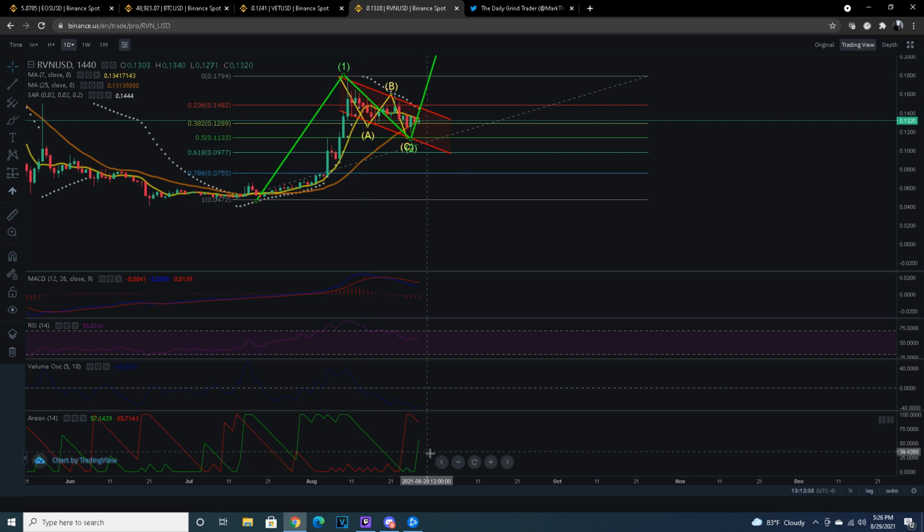We've got a bull cross imminent on the Aroon Index. Looks very much like this bull cross is going to happen within the next day or two on the Aroon Index. The MACD looks like it's probably bottomed out and it's going to start to hook around. Now again, this is early. Keep an eye on it. I think Ravencoin is going to make big moves very quickly. Get ready to strap yourself in because it's going to be a fun ride.